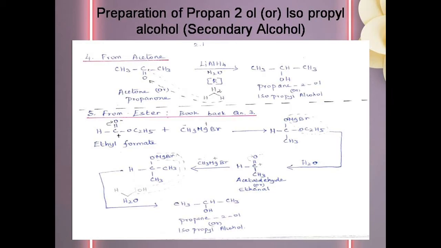That process we saw in the previous slide. In the previous slide, when methyl magnesium bromide is added to acetaldehyde, we get the product propane-2-ol. So here we can get propane-2-ol from acetaldehyde and also from ethyl formate. It is a book back question. The book back question is: when 2 moles of methyl magnesium bromide are added to ethyl formate, what is the product here?